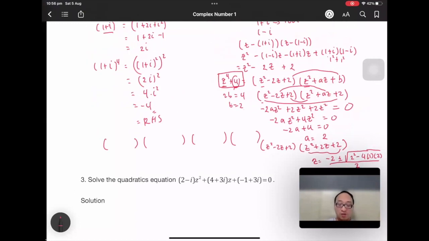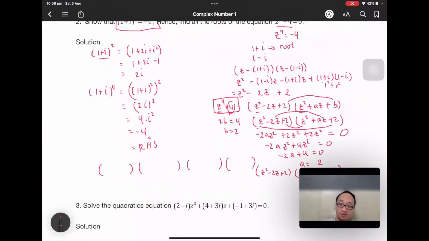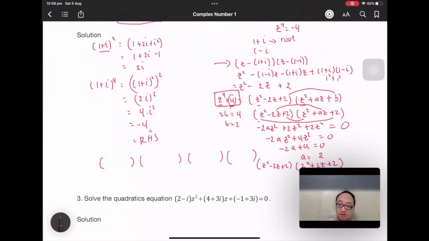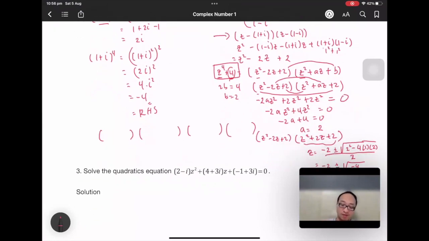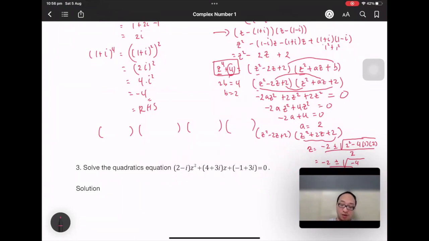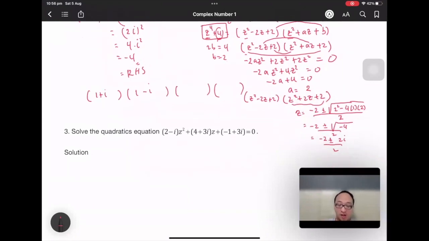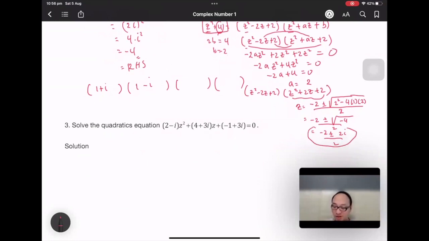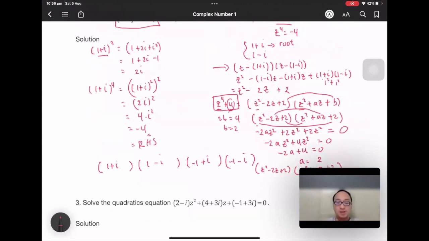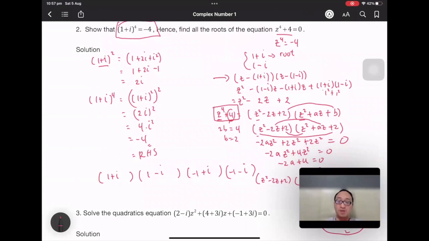The first 2 are from the factors from here. So the roots will be 1 plus i, 1 minus i, and then the other roots are from here: -1 plus i and -1 minus i. So there are 4 roots of the equation z^4 + 4 = 0.